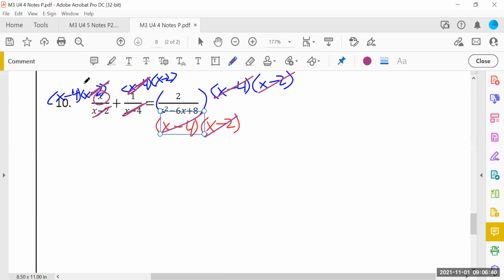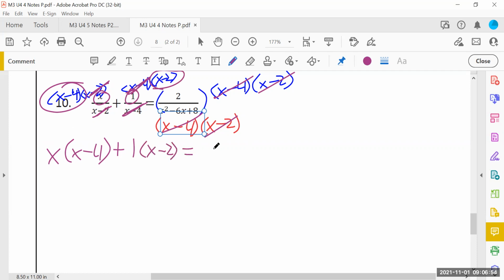What I'm left with is x times x minus 4 plus 1 times x minus 2 is equal to 2. Perfect. No more fractions. Do the distributive property. X times x is x squared. X times negative 4 is negative 4x. 1 times x is 1x. 1 times negative 2 is negative 2.